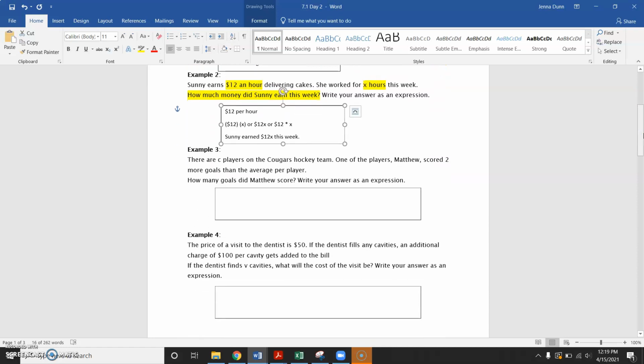There are C players on the Cougars hockey team. One of the players, Matthew, scored 2 more goals than the average per player. How many goals did Matthew score? Write your answer in an expression. All right. There are C players. It's important to know. Okay. Matthew scored 2 more.